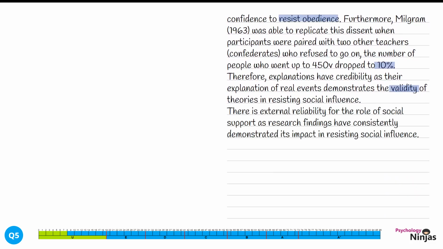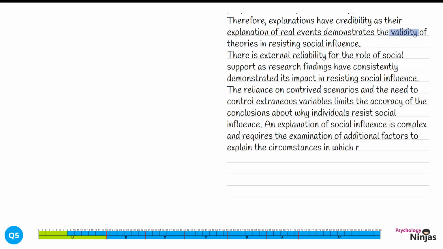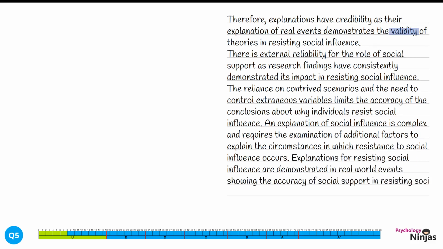There is external reliability for the role of social support, as research findings have consistently demonstrated its impact in resisting social influence. The reliance on contrived scenarios and the need to control extraneous variables limits the accuracy of the conclusions about why individuals resist social influence. An explanation of social influence is complex and requires the examination of additional factors to explain the circumstances in which resistance to social influence occurs. Explanations for resisting social influence are demonstrated in real-world events, showing the accuracy of social support in resisting social influence.